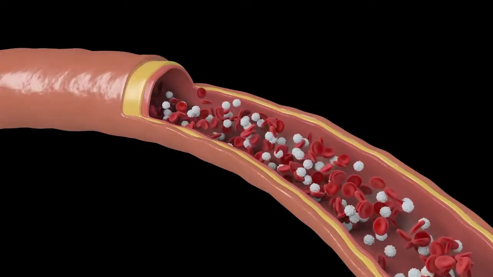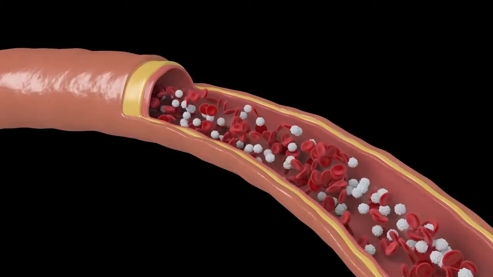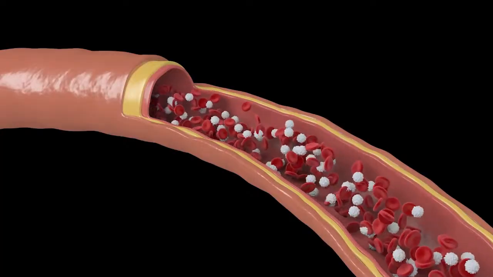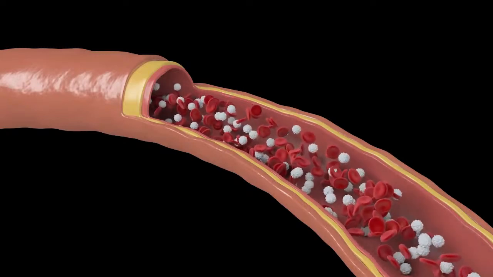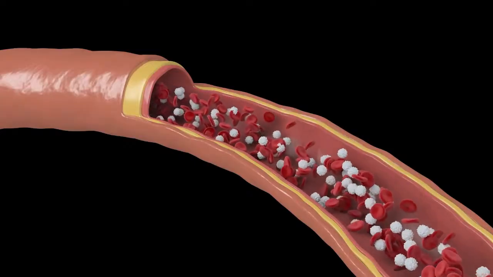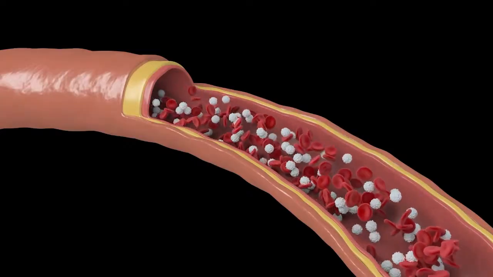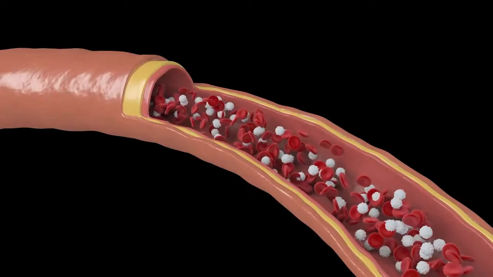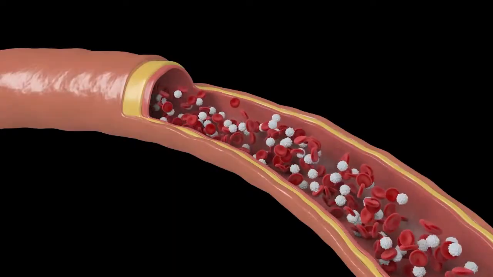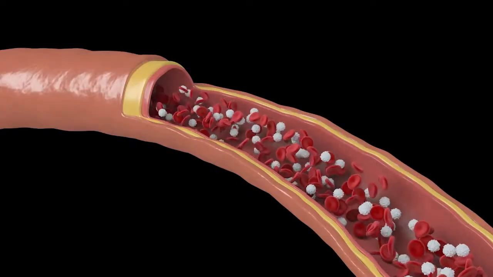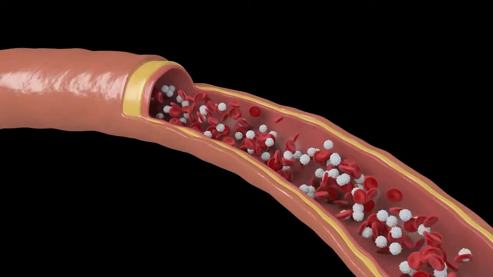Red blood cells, or erythrocytes, are the most abundant type of blood cells. They contain hemoglobin, a protein that binds to oxygen and carries it to the body's cells. Red blood cells are produced in the bone marrow and have a lifespan of about 120 days. White blood cells, or leukocytes, are responsible for defending the body against infection and disease. There are several different types of white blood cells, including neutrophils, monocytes, lymphocytes, and eosinophils. White blood cells are produced in the bone marrow and have a lifespan of several days to a few months.